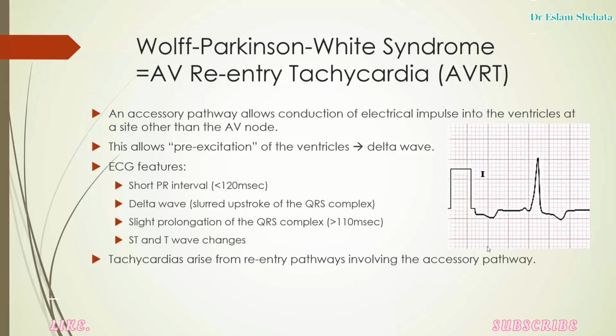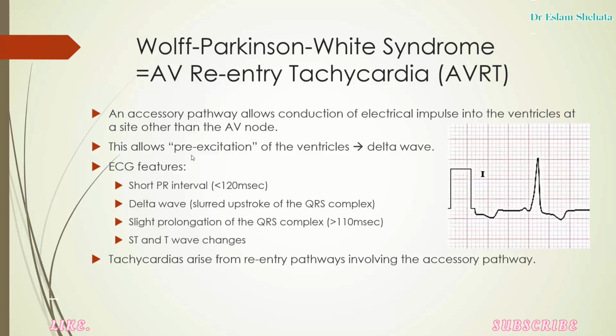Wolff-Parkinson-White's a pretty interesting tachycardia. It's an AV re-entry tachycardia, not AV-nodal re-entry tachycardia, because the re-entry circuit is not entirely contained within the AV node. It's due to an accessory pathway that allows conduction of the electrical impulse into the ventricles at some site other than the usual AV node and bundle of His. Okay, so somewhere perhaps in the wall of the atria, the electrical signal is able to spread into the ventricles without passing through the bundle of His.